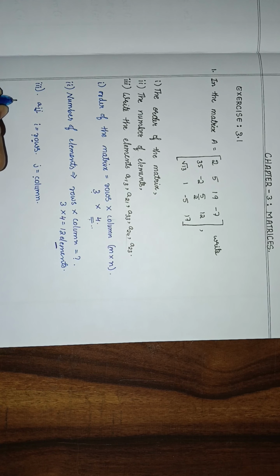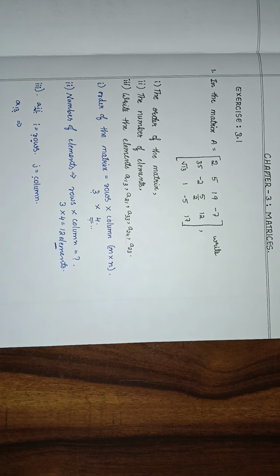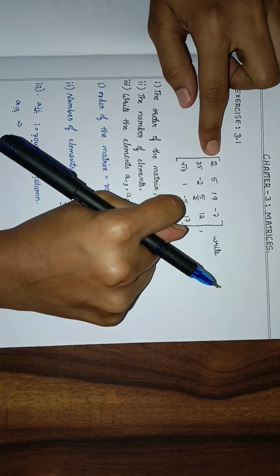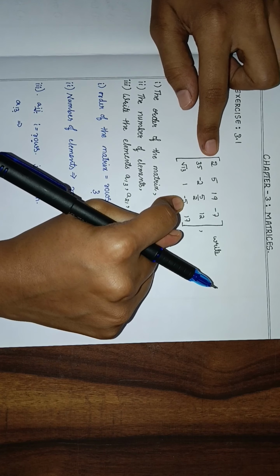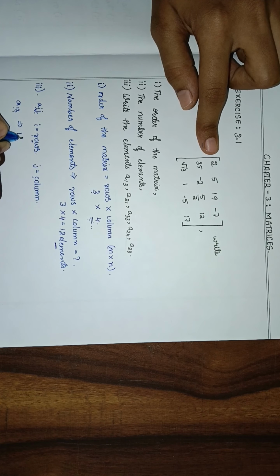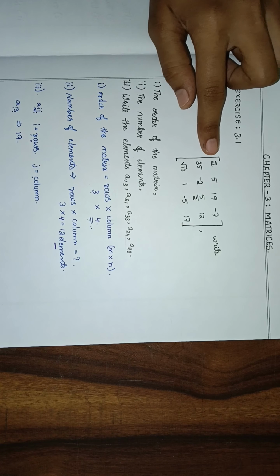So we have the question A13. What is this 13? In the place of i we have 1 and in the place of j we have 3. So it is first row, third column. Which element do we have in first row, third column? This is the first row and this is the third column. That is 19. We have an element called 19.